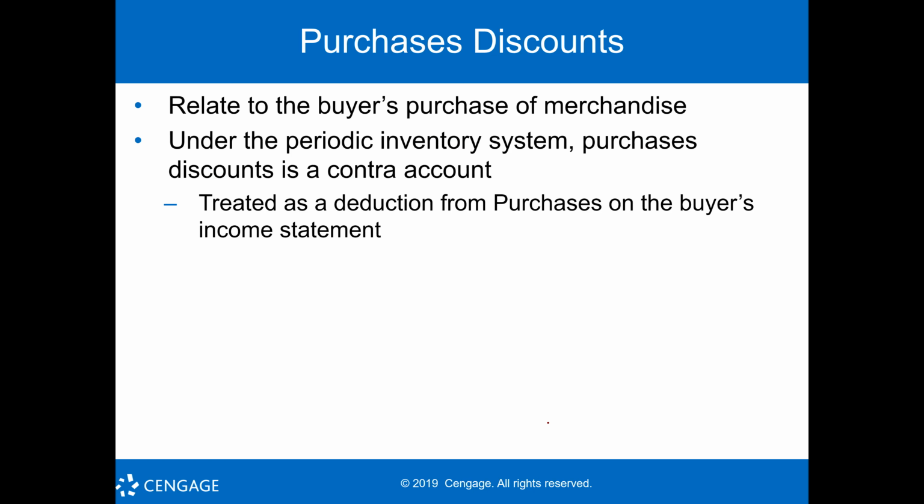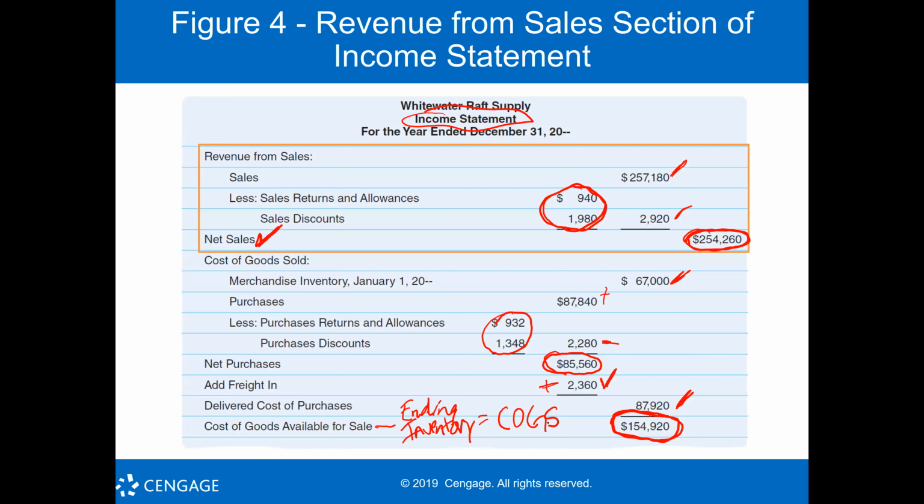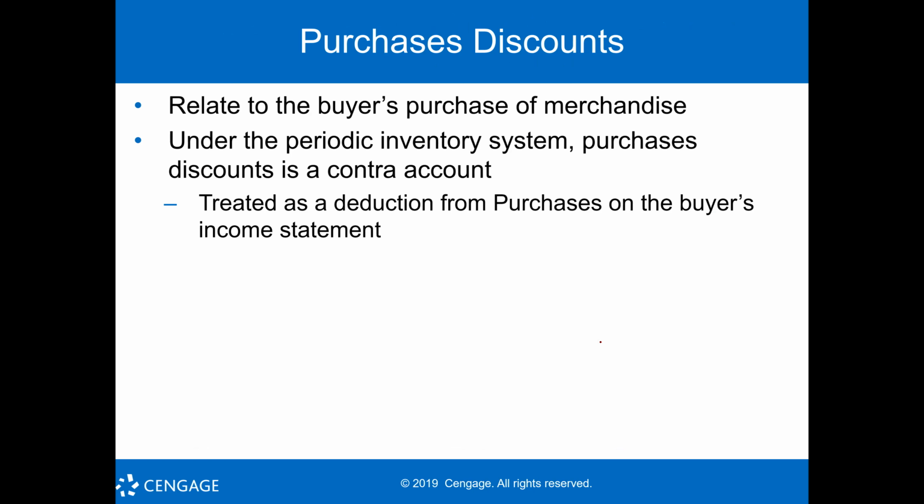Under the periodic inventory system, purchase discounts is a contra account, which just means it's opposite or reduces the purchases account, right? So just like we saw back here, when we have purchase discounts, less purchase discounts, that reduces purchases, because we take 87,840 minus 2,280. So it's a contra account in the sense that it's opposite to it, or it reduces the purchases account. Just like it shows here, it's treated as a deduction from purchases on the buyer's income statement.